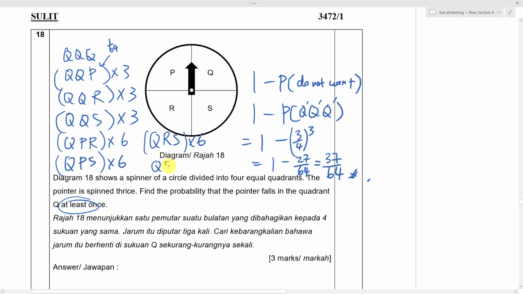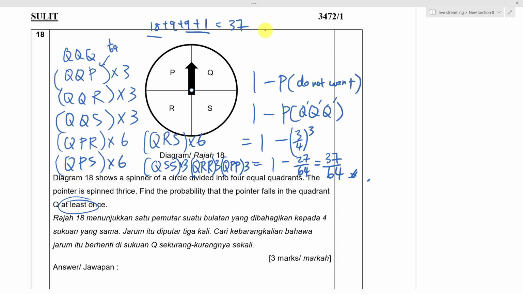You can have QSS, QRR, QPP. And each of them you need to multiply by 3 because you can swap places. So 18, plus 9, plus 9, plus 1, that gives 37. Yes, correct. So if you sum up the total of them, you should get 37 if you want to do it manually. Or you can use combination if you want.